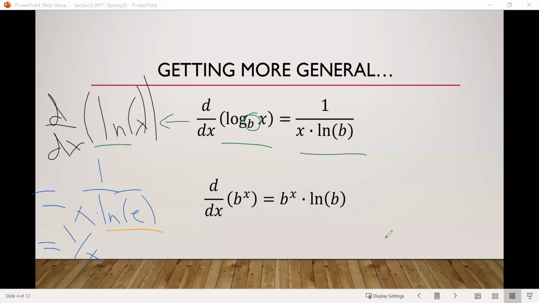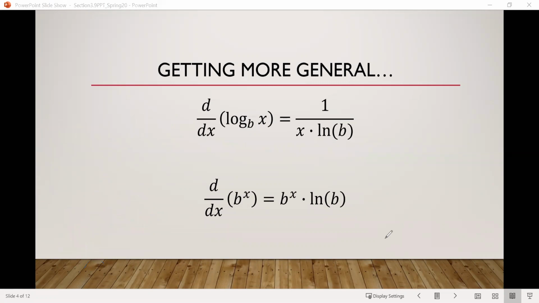For any other logs like base 2 or 5 or 10, this won't happen. You'll get more, this 1 over x times ln of b, of the base there. Okay? And then for the derivative of an exponential, so you have something like the base raised to the x power, that becomes the base raised to the x power times ln of the base, which we can again do with e. Remember, e is special, so this is only for e.